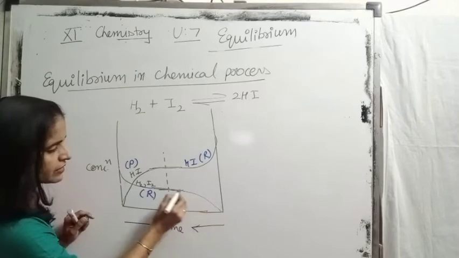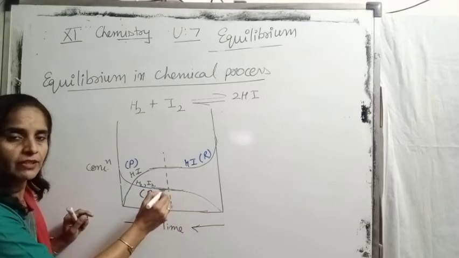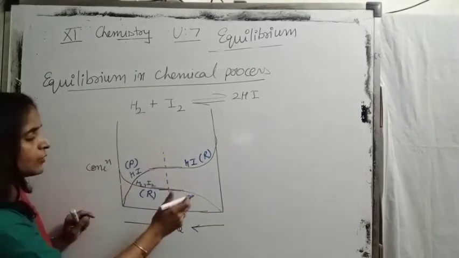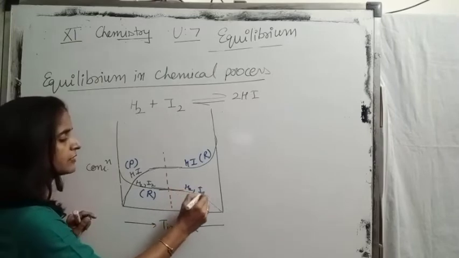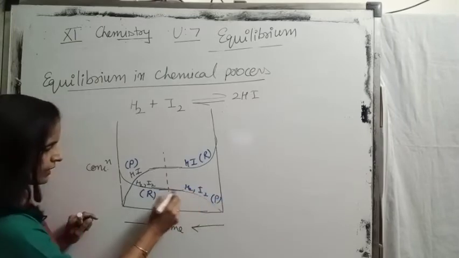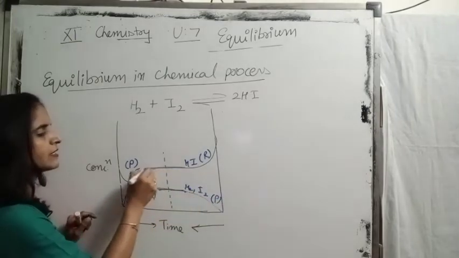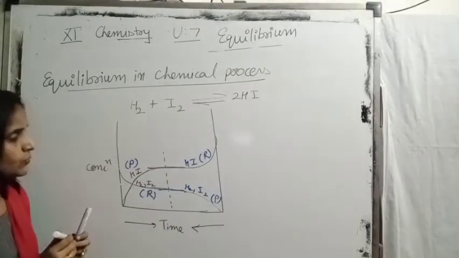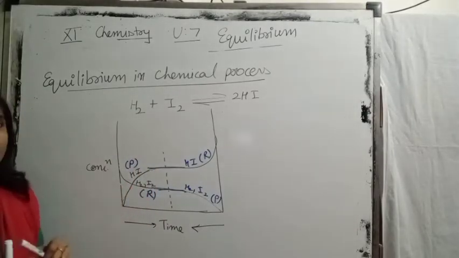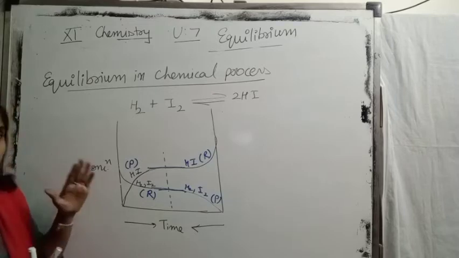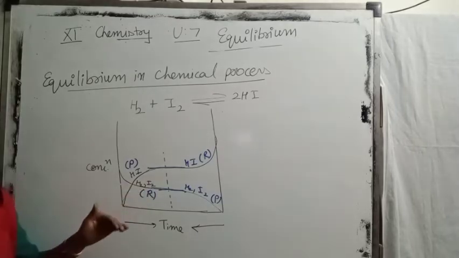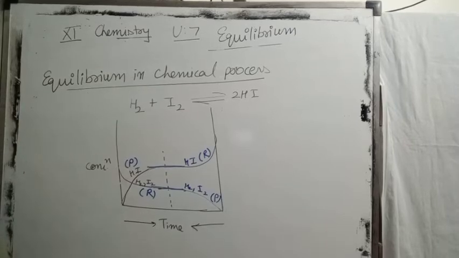And in this portion, increase in concentration is observed, meaning hydrogen and iodine are products in this portion. And at this point again equilibrium is attained. So this is a very beautiful example where graphically we are representing how equilibrium can be attained from forward as well as from backward direction.